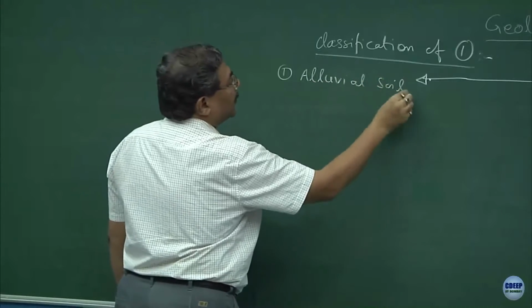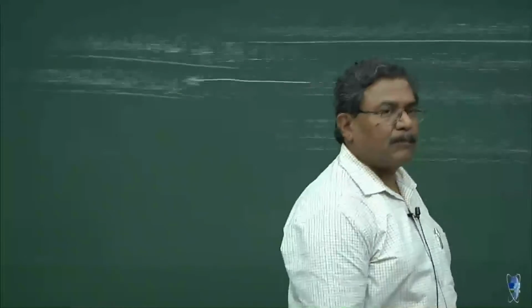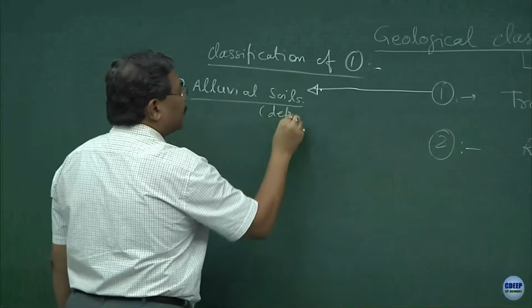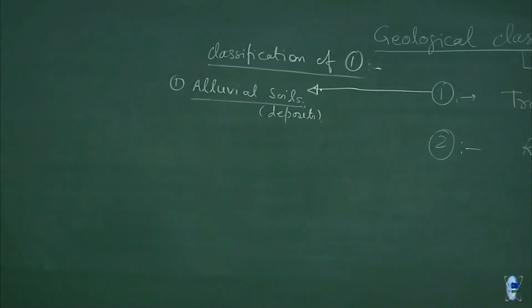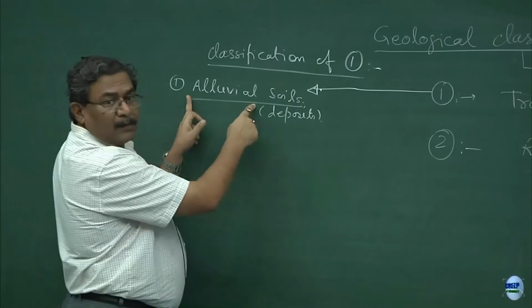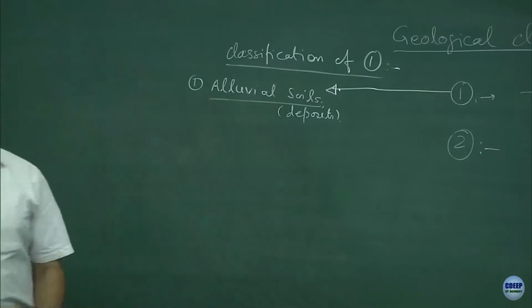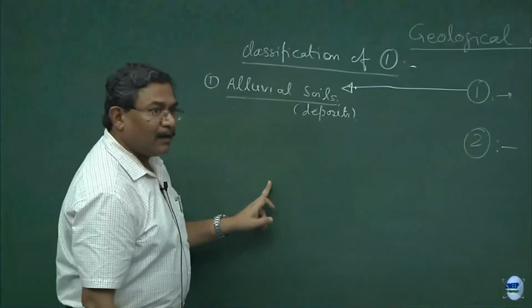You know what alluvial soils are? Sometimes you may say that these are the deposits as well. What is an alluvium? The soils which have something to do with the water. Clear? Alluvium. Check the dictionary meaning of the word alluvium. Check the meaning of all these words which I am going to write. Clear? And try to remember them.